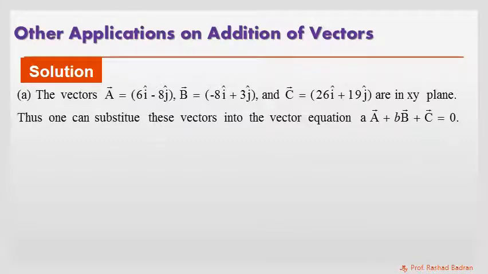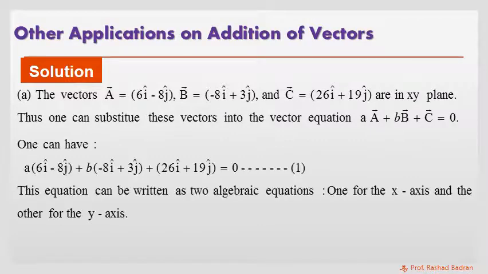Now, as long as the 3 vectors A, B, and C are in the xy plane, one can easily substitute them into the vector equation here, and then we get equation 1 as follows. Obviously, this vector equation having 2 unknowns can be separated into 2 algebraic equations, one equation along the x-axis and the other along the y-axis.